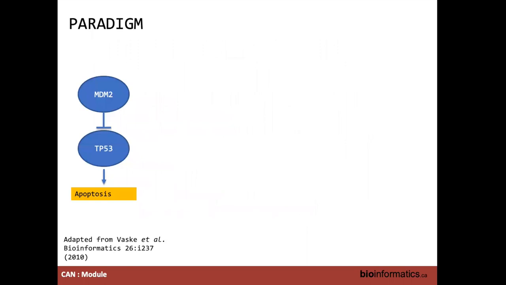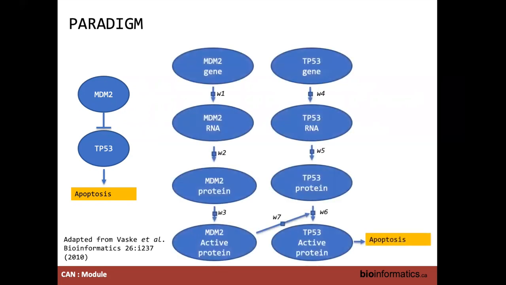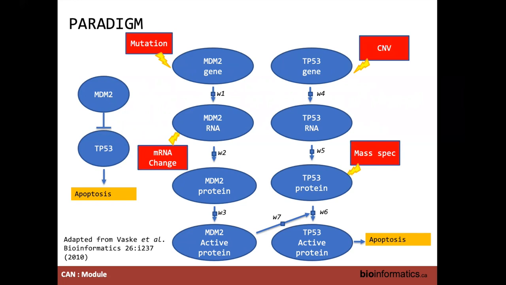To do this, there's a tool called PARADIGM, developed by Vaske et al. It allows you to integrate multiple simultaneous alterations. In order to do that, you have to create something called a factor graph. For example, a single protein in a pathway is expanded into four nodes: gene copy number, gene expression, protein level, and protein activity. Here, as an example, we have a small fragment of the p53 apoptosis pathway shown on the left, and on the right is what we convert that into as a factor graph. So we have the gene, the transcript, the protein, and the protein state. And with each entity type, you can apply a different experimental data set.